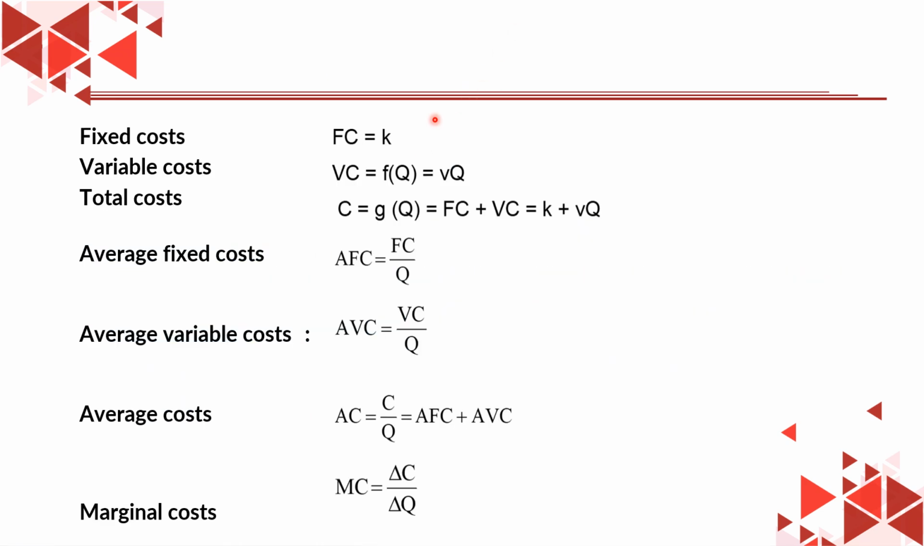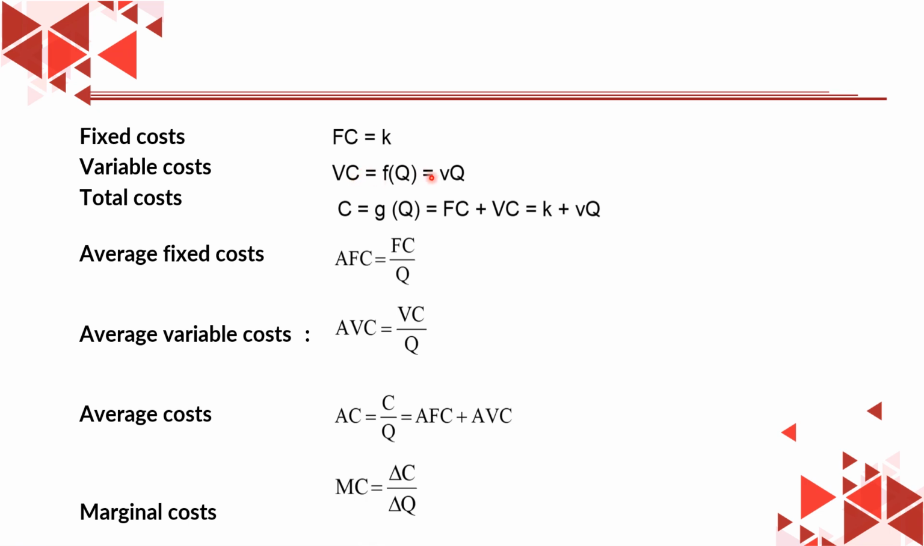So now we come back again to the total cost function. Total cost function is divided into two kinds of costs. First one is the fixed cost. Fixed cost is usually a constant value, and the second one is the variable cost. Variable cost always varies with the product itself.